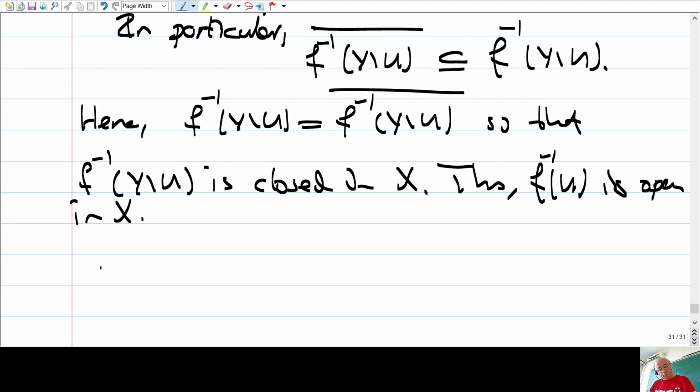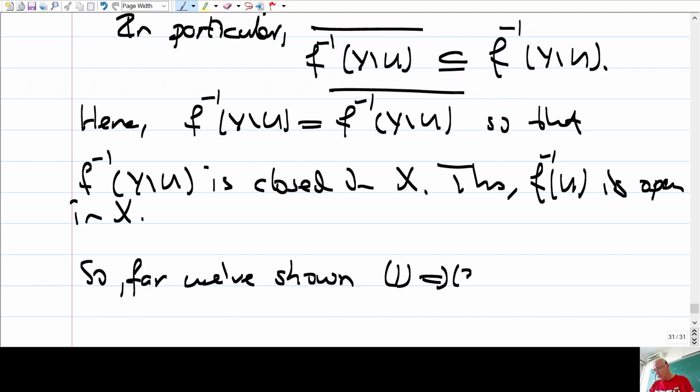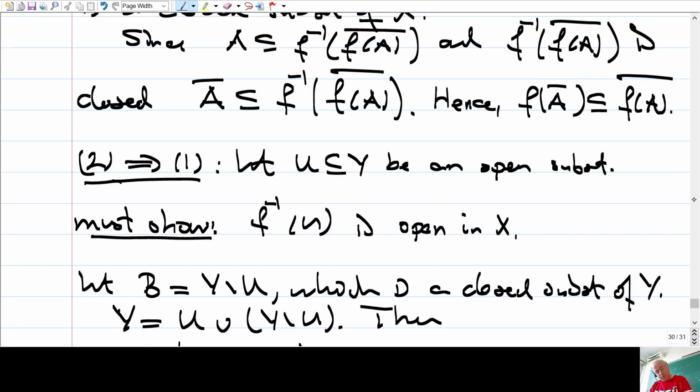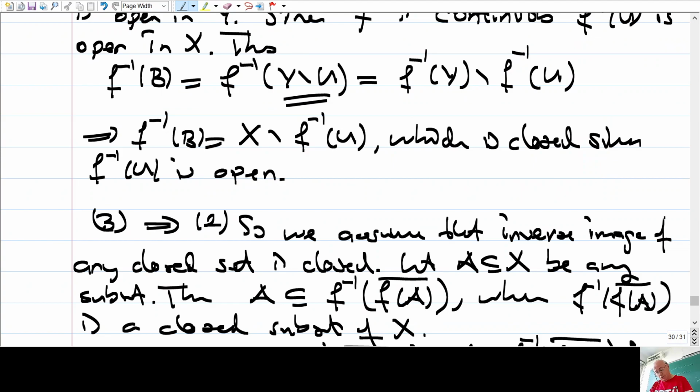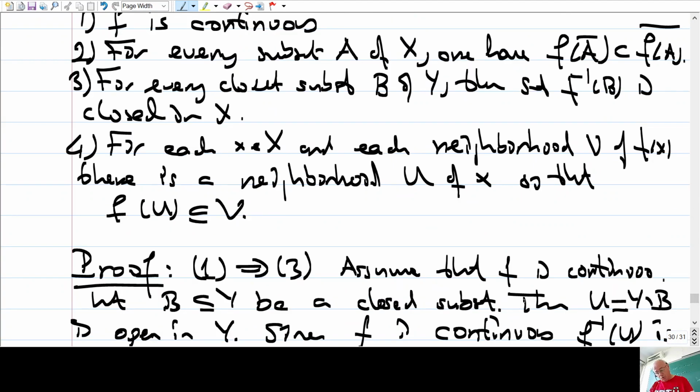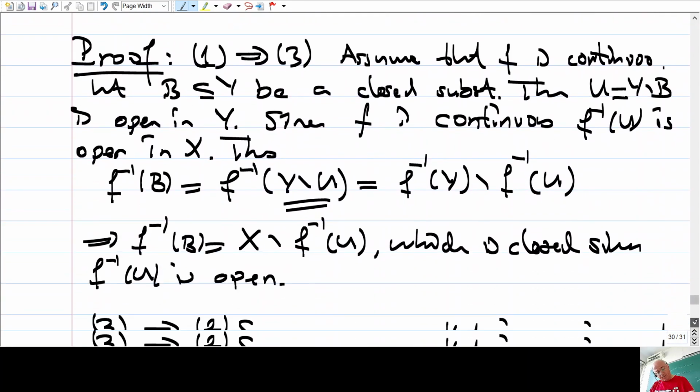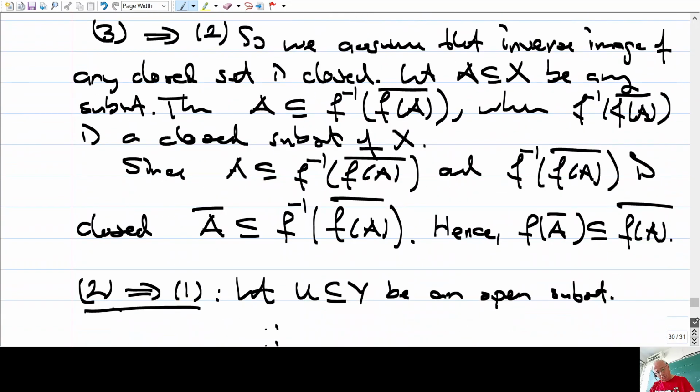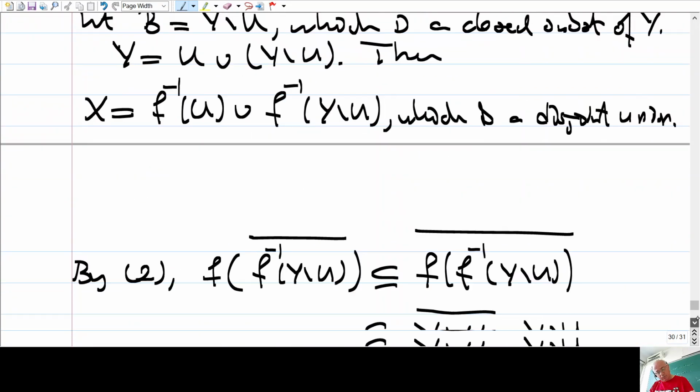So far, we have shown 1 implies 3, 3 implies 2, and 2 implies 1, right?